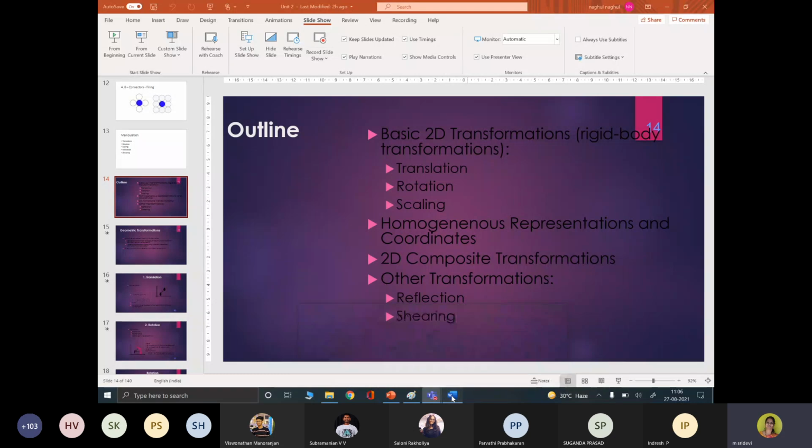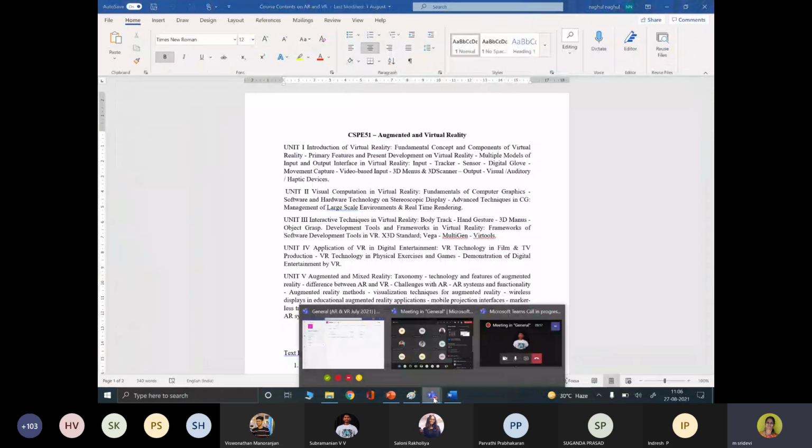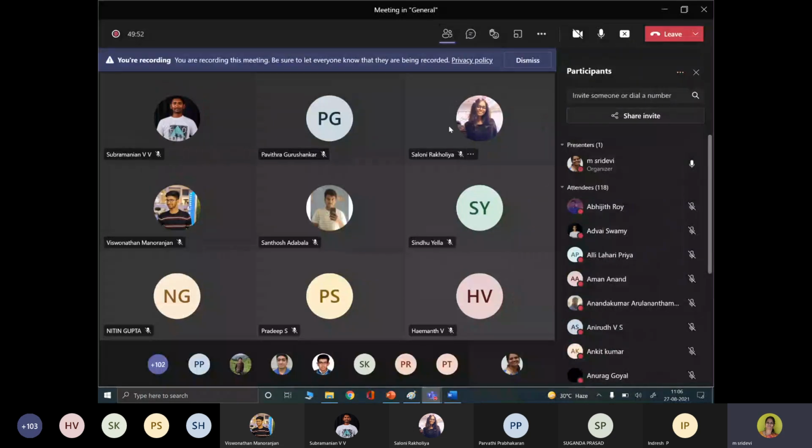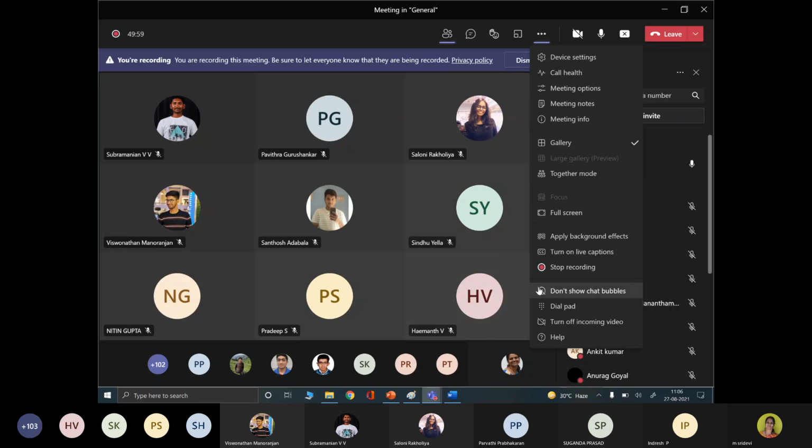So next class we will discuss reflection along with some examples. Then the problem will be very clear to you. If this is clear, then it is easy to understand the 3D concept.